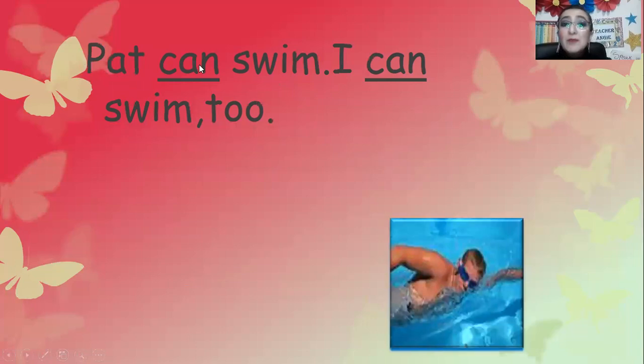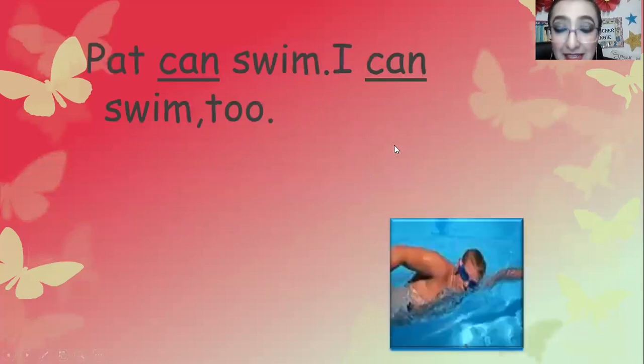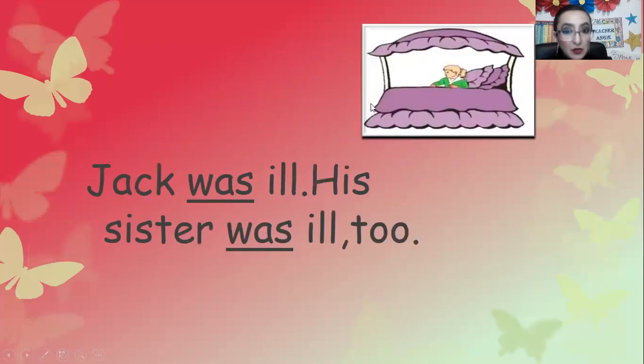Aquí, por ejemplo, Pat can swim. I can swim too. Pat puede nadar. Yo puedo nadar también. O sea, ambos podemos, ¿no? Pat can swim. So can I. Pat puede nadar, yo también. Puse so y el can, porque acuérdate que es mi auxiliar del tiempo del que estoy hablando. Y este yo también es para afirmaciones y cuando estás diciendo que estás de acuerdo con la otra persona, que tú también haces eso, que tú puedes hacer también eso, o que tú también eres eso, ¿no? Pat can swim, I can swim too, yo puedo nadar también. Pero mira, Pat can swim, so can I, yo también, el can, porque es el tiempo con el que estábamos hablando, presente con el modal can.